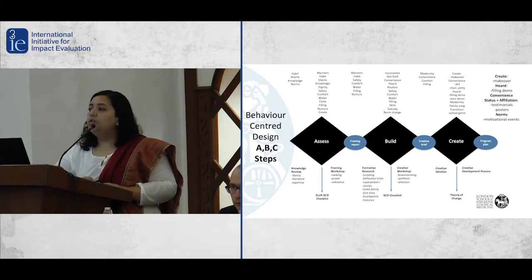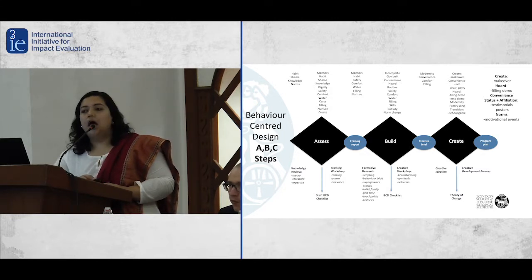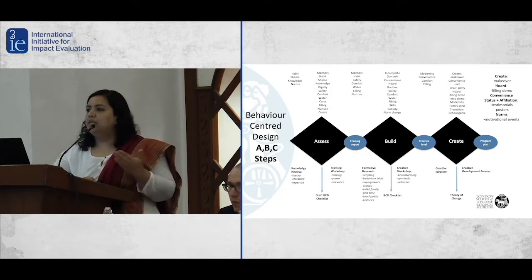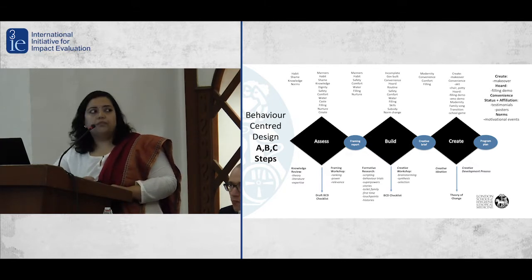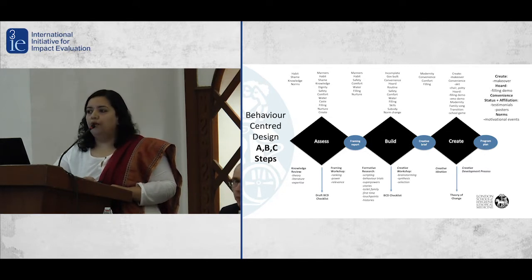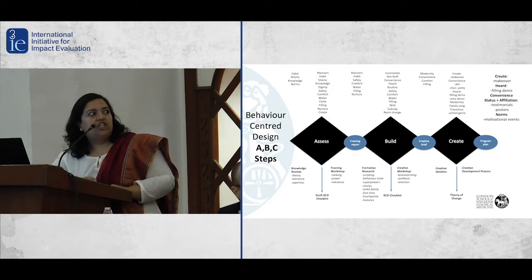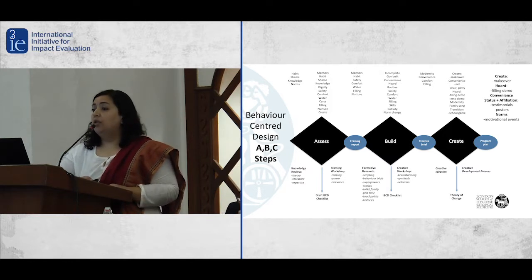Then we delved into literature, which included both peer-reviewed literature and also experience from the field, because often a lot of interventions do not make it to peer-reviewed journals. So we looked at both literature and experience, and came up with a larger list. We started with habit, shame, knowledge, norm. These were the key determinants, maybe enablers or barriers. But then we came up with a much larger list, which included more items like manners, shame, knowledge, dignity. From this, we organized them into something called the BCD checklist.